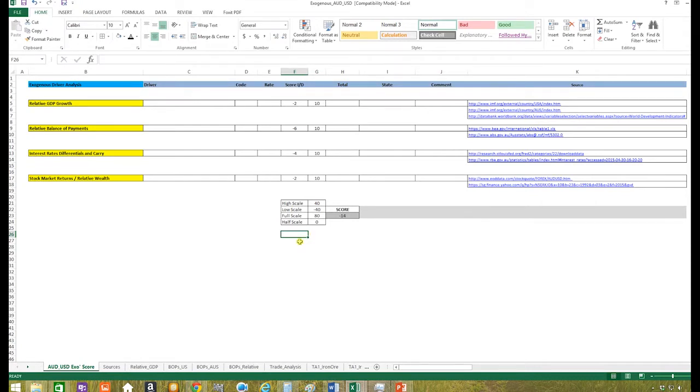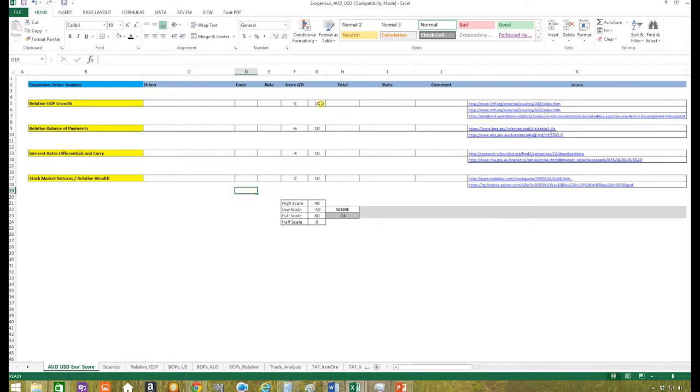So if you navigate now to the file Aussie dollar US dollar exo score, you'll see here that we have our 4 exogenous drivers and our scorecard for each. Each of our drivers is coming in at a minus number, so deflationary for Australia, and presenting us with a short bias on the Aussie dollar US dollar.